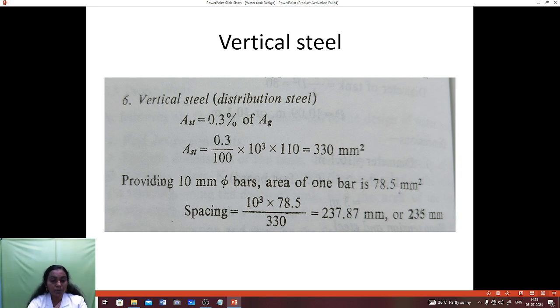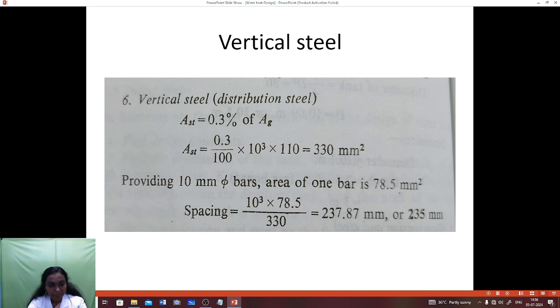This is a distribution rod, so we need to provide a smaller diameter. If you provide 8 mm diameter, the spacing of the bar is very small. When increasing the diameter, the spacing also increases. So we provided 10 mm bars. Area of one bar is 78.5 mm square. How to find the area? Pi d square by 4.